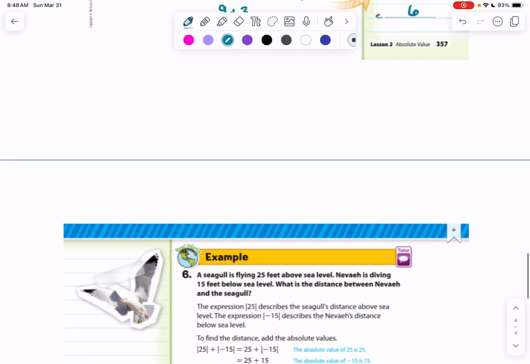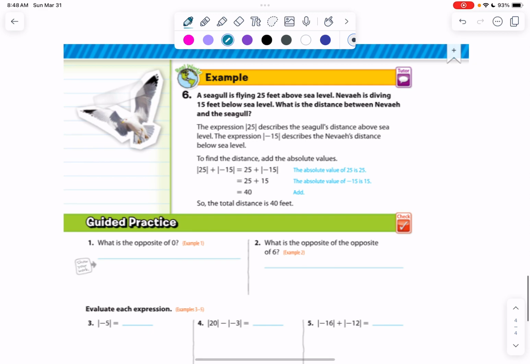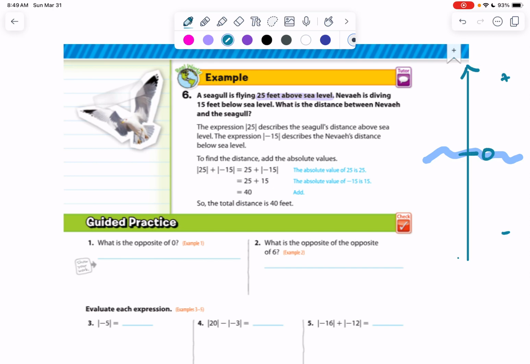Okay, let's move on. Another example. Okay, so this one, a seagull is flying 25 feet above sea level. So if this were sea level, right here, that would be 0, right? So let's draw this out. Here's 0 on our number line. Positive numbers are up, negative numbers are down. Let's keep going. So 5, 10, 15, 20, 25. Here's 25. There's our seagull.